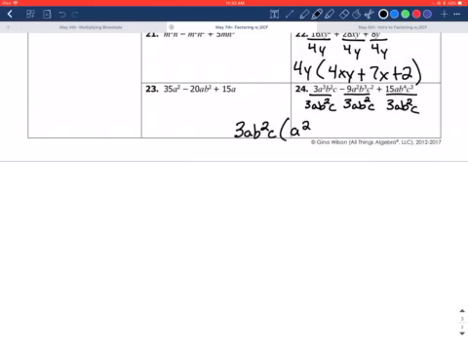All right, that'll leave us with a squared minus 3abc plus 5b squared c squared. And that is your final answer. So take these step by step.